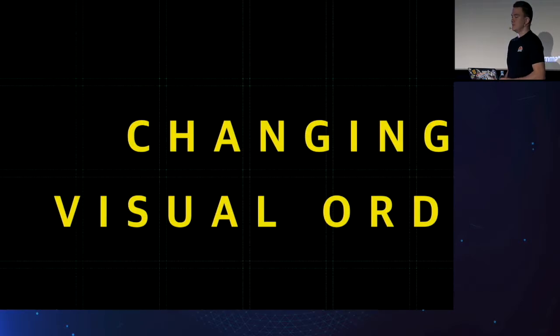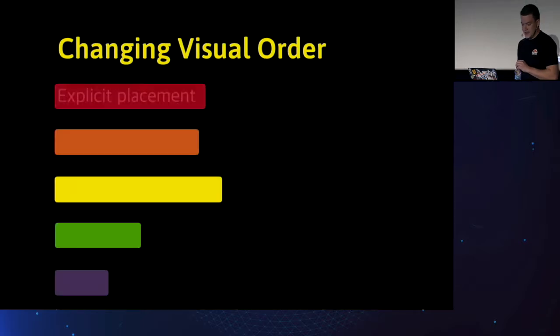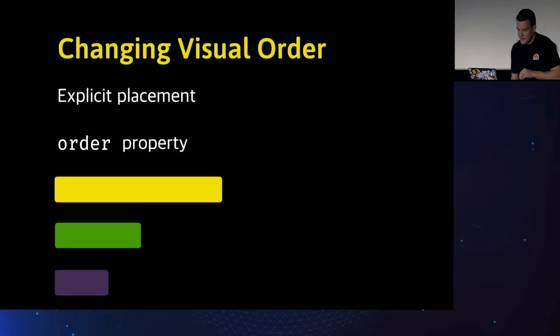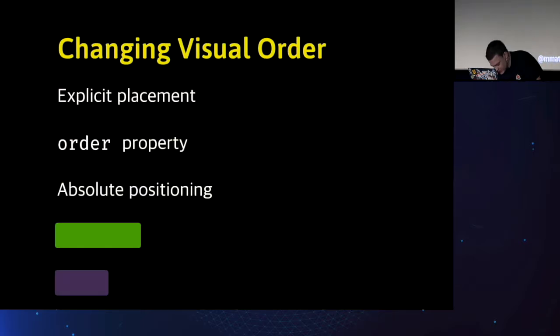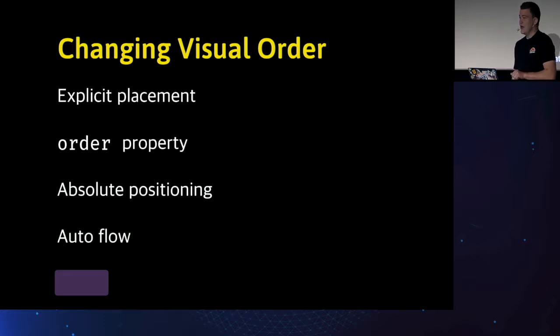And now visual order. This is the first topic I want to talk about today and the most extensive one. In Grid, there are many different ways of changing visual order. There is explicit placement, there is the order property, there is absolute positioning, which we can combine with explicit placement. There's autoflow and areas. All of them are really interesting.